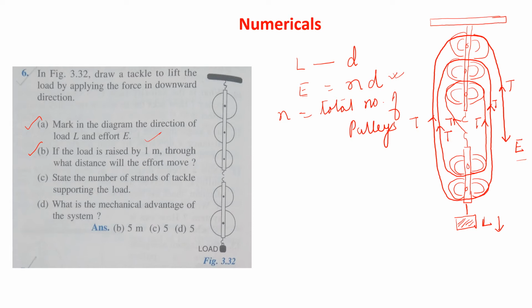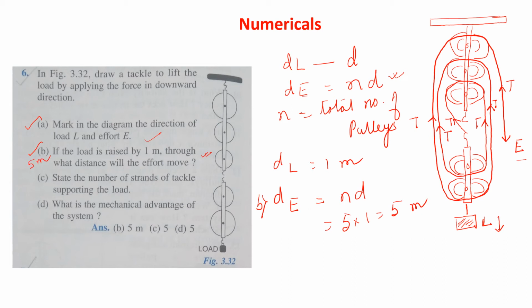Now I am having 5 pulleys, and the distance moved by the load is 1 meter. So the distance moved by the effort will be ND, that means N is equal to 5. 5 pulleys are there. So it will be 5 into 1, which is nothing but 5 meter. Okay, so the answer of part B is 5 meter.